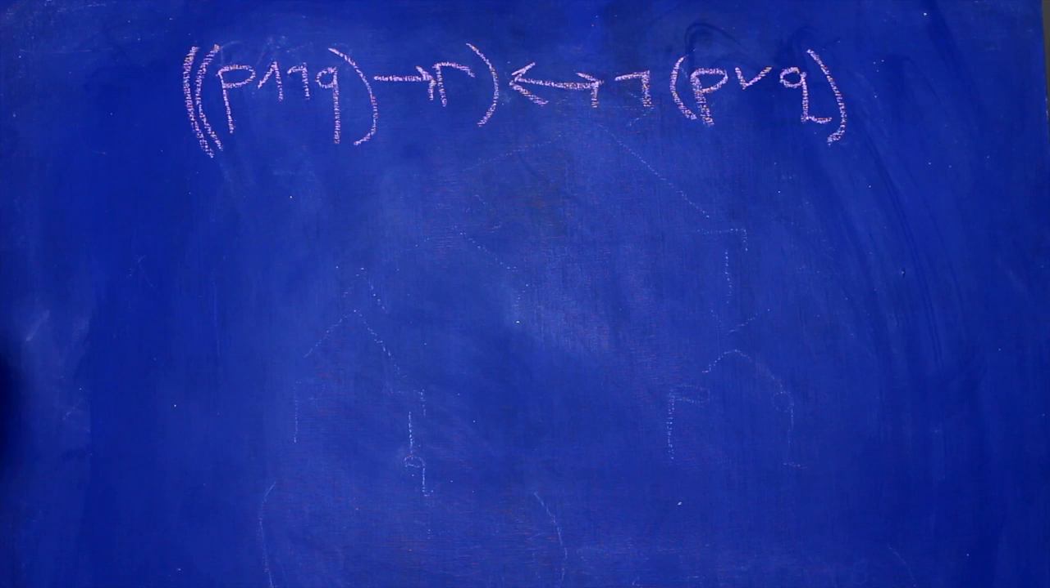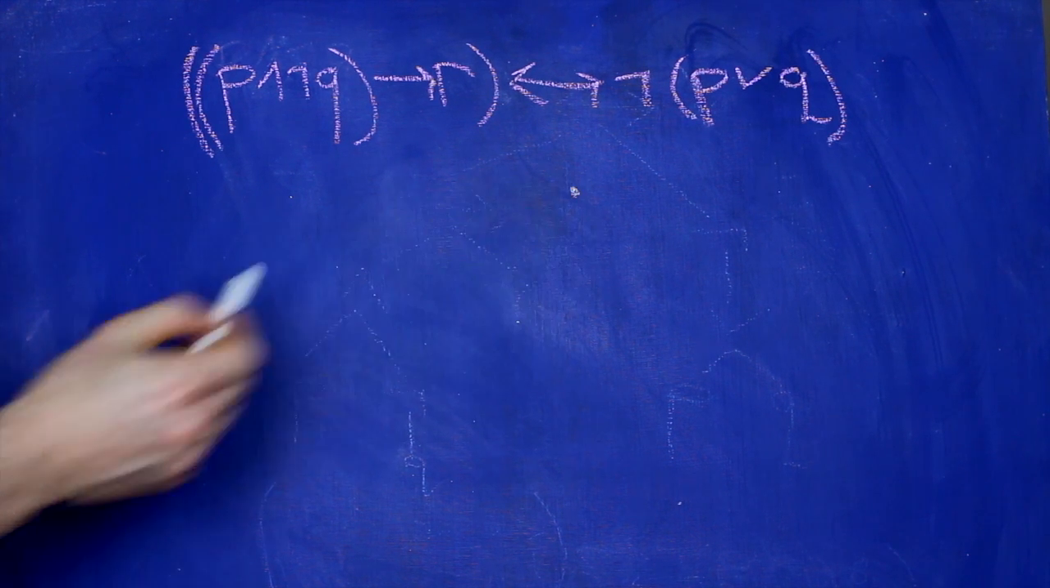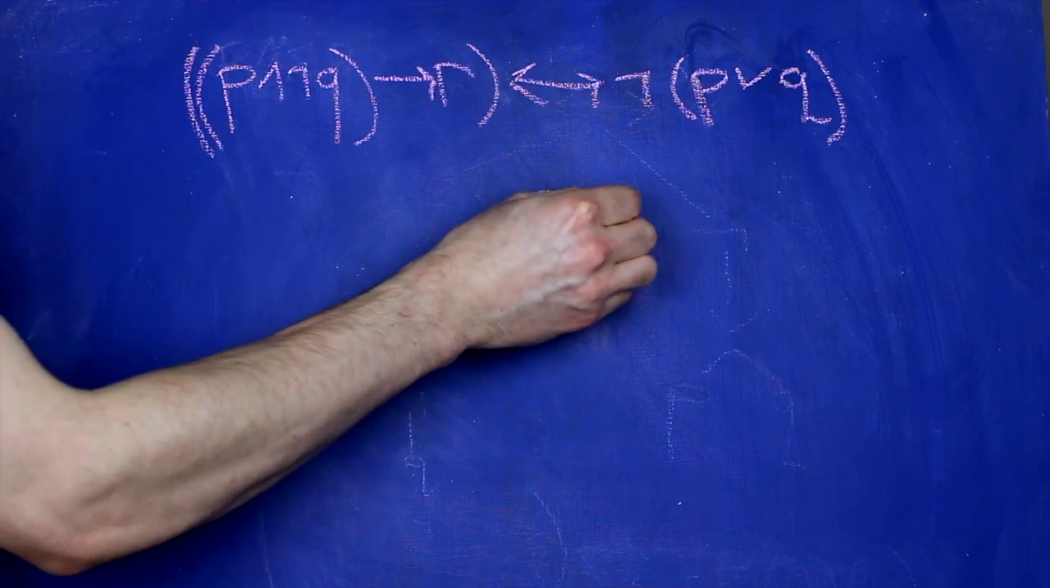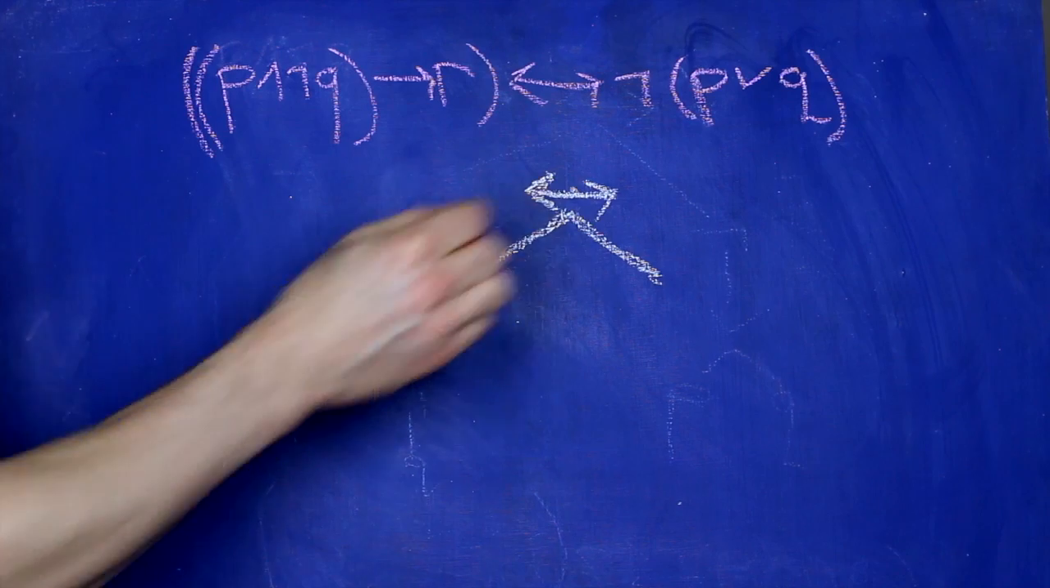Given a sentence, what does its syntax tree look like? How do we build that syntax tree? Here's how we do it. First of all, we have to work out what our root node's going to be. It's going to be the main connective of the sentence. In this case, it's if and only if.